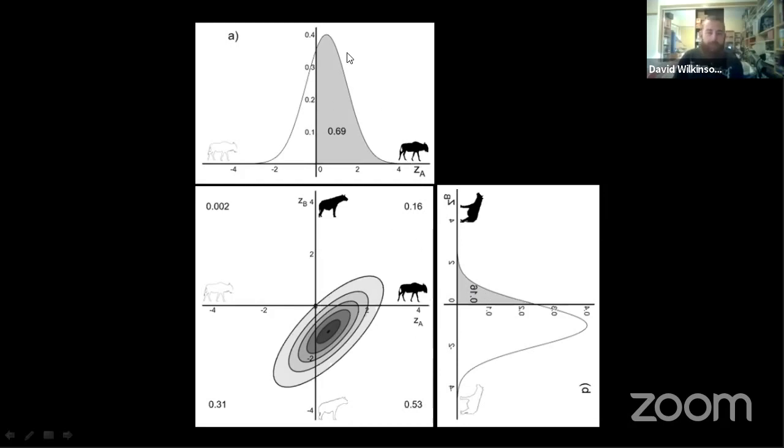So species A here has a 69% chance of occurring. And you can see if you add up the different possible assemblages where the species is present, if we add up these two values, we still get the same sort of number.